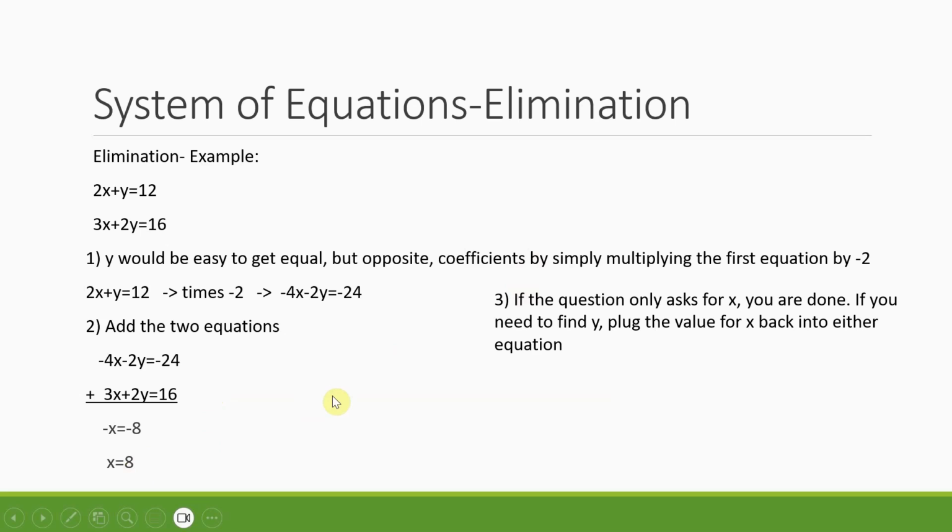But if I need to find y, we can go back and plug into either one of these equations and find y. So we can do the exact same way we did last time. Take that 8, put it into the first equation right here to get 2 times 8 plus y equals 12, or 16 plus y equals 12, or y equals negative 4. Sorry, I went pretty quick there, but it's the exact same thing we just solved 2 slides ago.